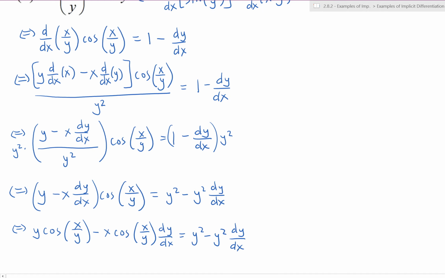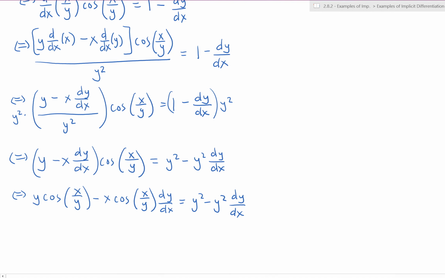We're getting closer here. So you can see at this step, we can get our dy/dx terms on one side of the equation. Doesn't matter which side, but what I'll do is take the term on the right side of the equation, the negative y squared dy/dx, and add that to both sides. And then simultaneously, I'll subtract y cosine x over y on both sides of the equation here. But then what I'm also going to do is add a y squared dy/dx to both sides, like so.